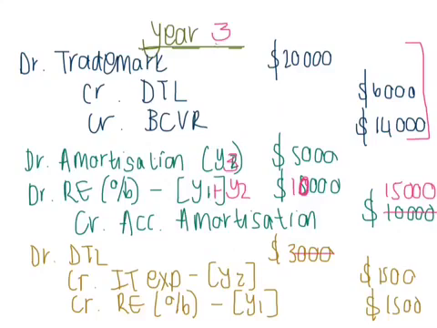Deferred tax liability will be raised with the tax effect of the amortization over 3 years. Our income tax expense for the current year would be 1,500, and adjustments against the opening balance of retained earnings for the income tax expense of year 1 and 2 would then be $3,000.